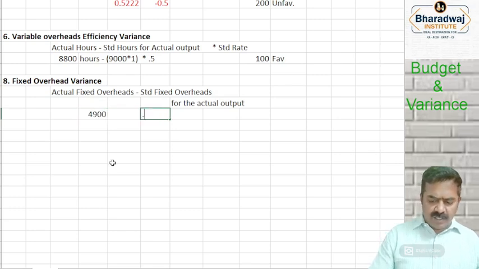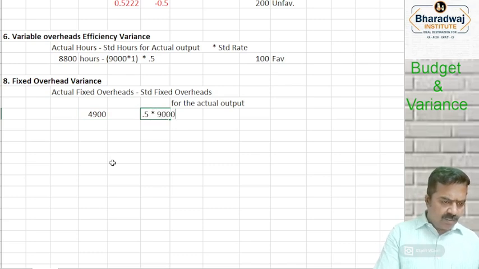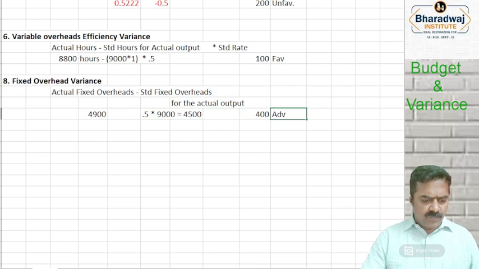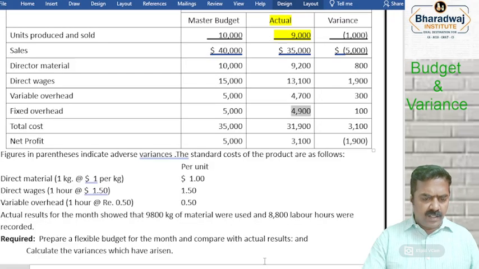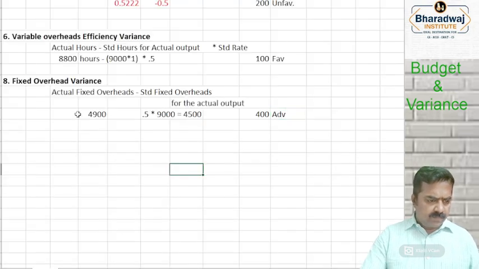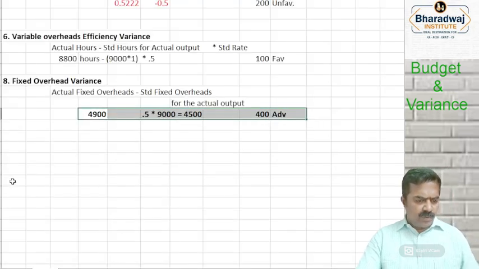Standard fixed overheads for actual output is 0.5 into 9,000. That is 4,500. So 400 we spent more, that is adverse. So these are the variances that we worked out.